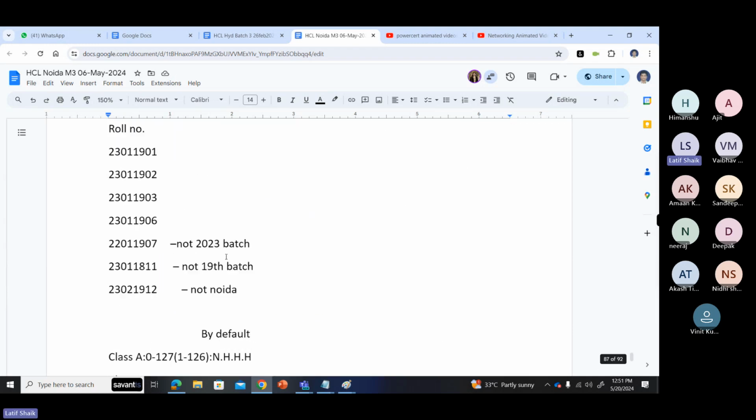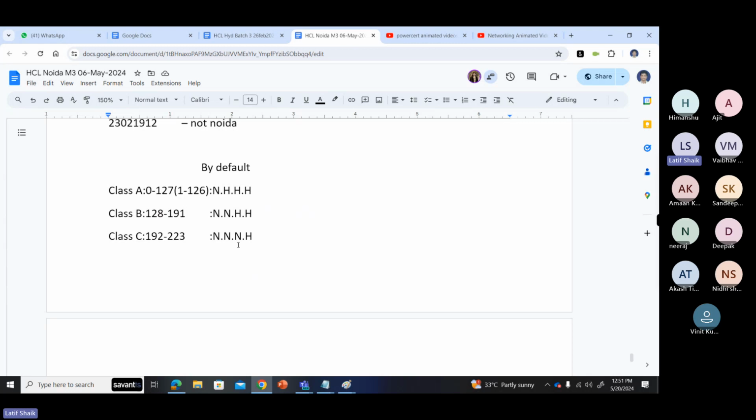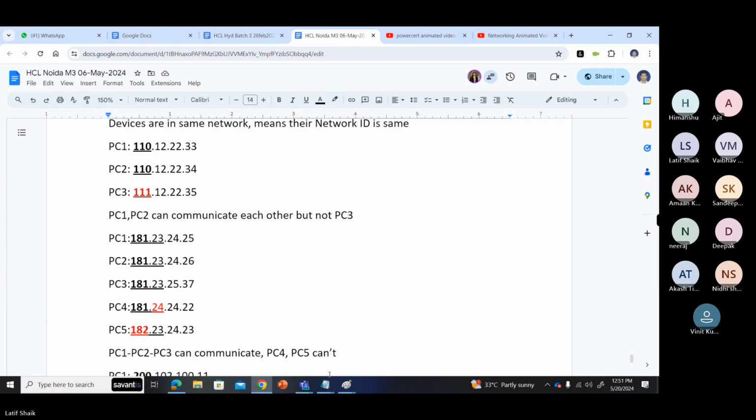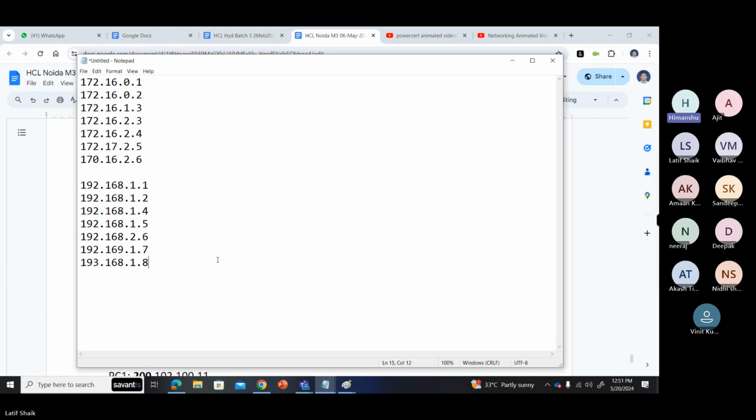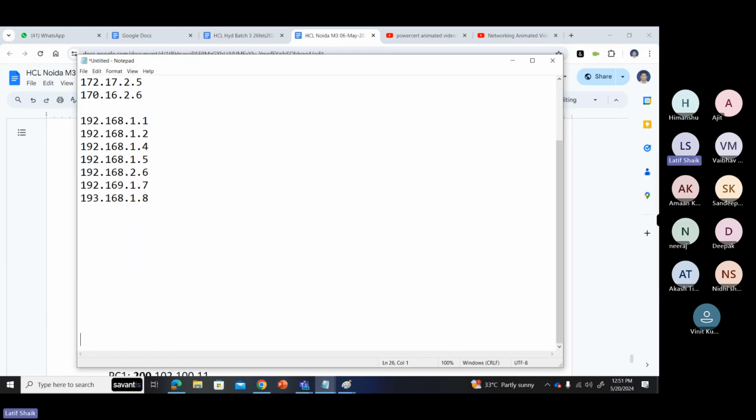Guys, do you understand the network portion and host portion of an IP address? Yes. Okay, I'll give you one more example here. 192.168.2.1, 192.168.2.2, 192.168.2.3. Three systems are there.